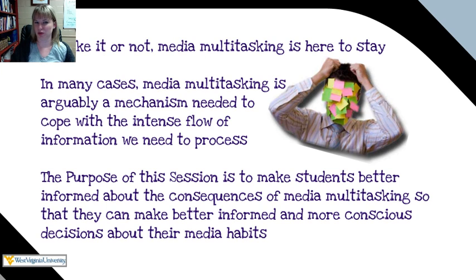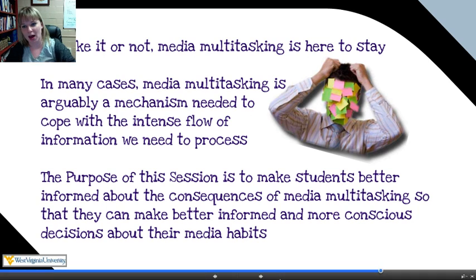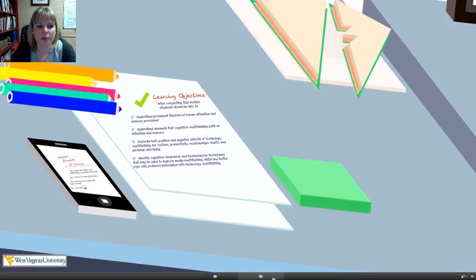Those are the types of issues I want to talk about later. So really, as I just read it out loud, the purpose of this session is to make students better informed about the consequences of media multitasking so that they can make better informed and more conscious decisions about their media habits. I want to talk about the good and the bad, but more importantly, I want to talk about, okay, what do we do with this? What do we do with this situation? What do we do with this culture? What do we do with the demands that are placed on us?